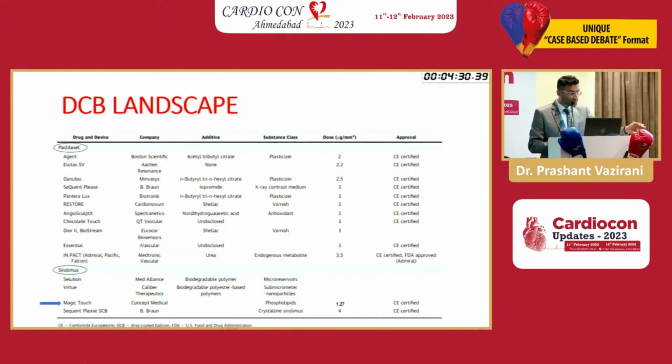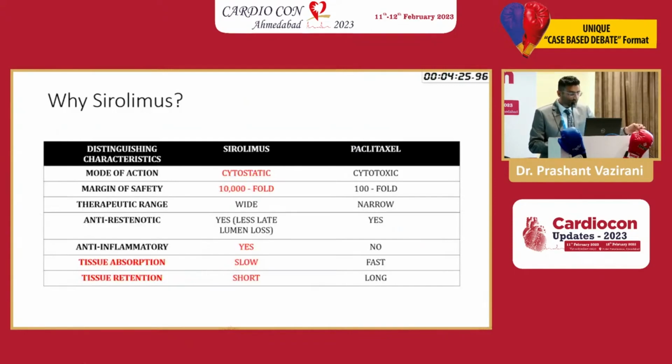So what is my experience of using DEB? My experience is at present only with Concept Medical's MagicTouch sirolimus balloons. So why sirolimus? It is cytostatic and not cytotoxic. It has a wide safety margin. It is anti-inflammatory. It has slower tissue absorption and a short tissue retention.